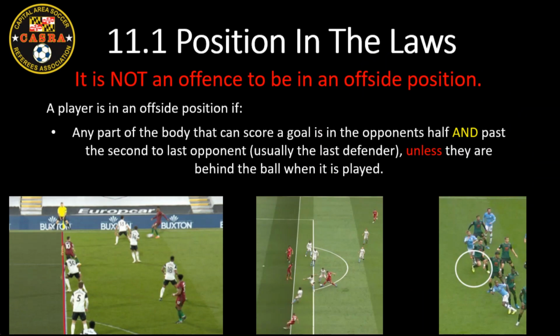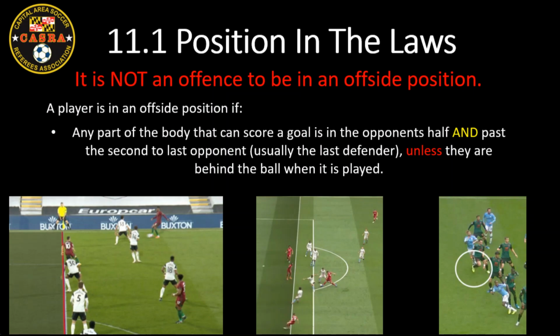This is the first part, 11.1, position. It is not an offense to be in an offside position. A player is in an offside position if any part of the body that can score a goal is in the opponent's half and past the second to last opponent, which is usually the last defender, unless they are behind the ball when it is played.